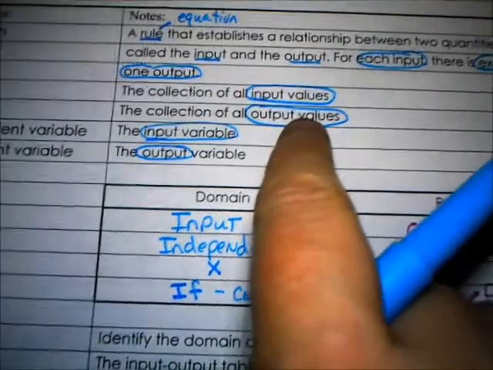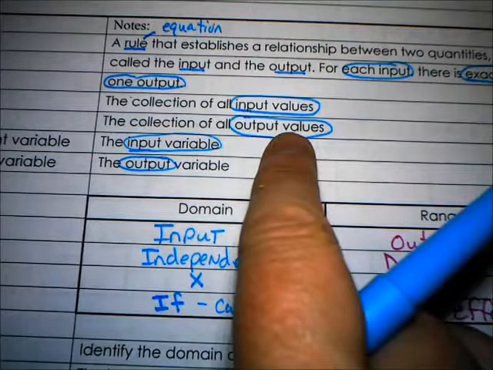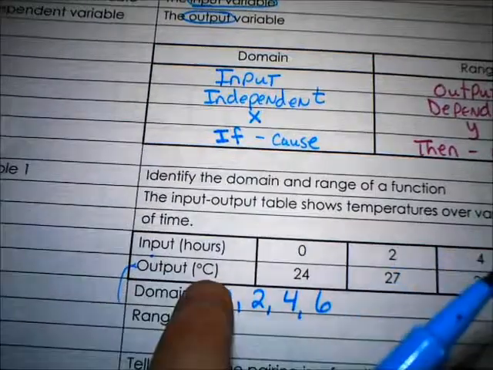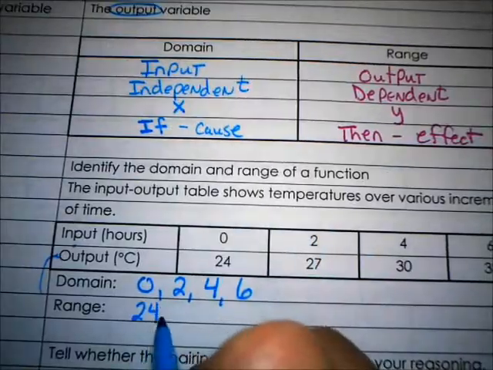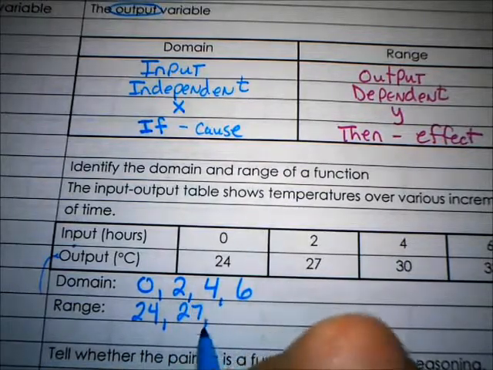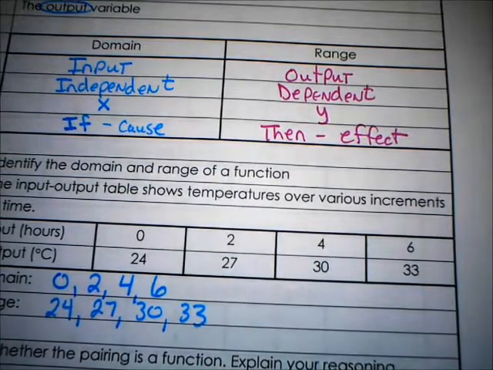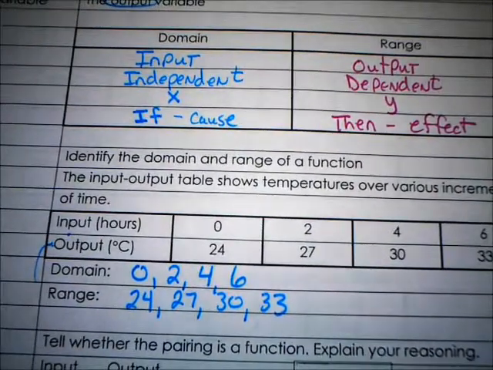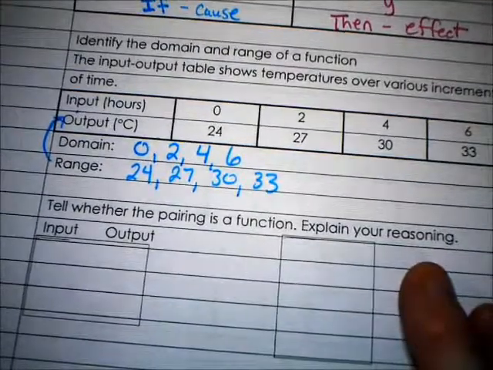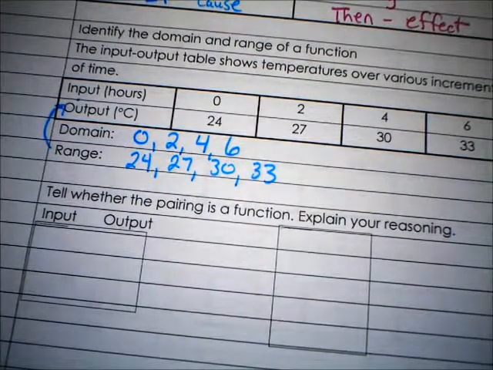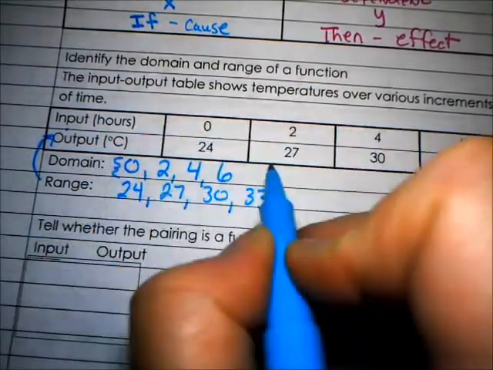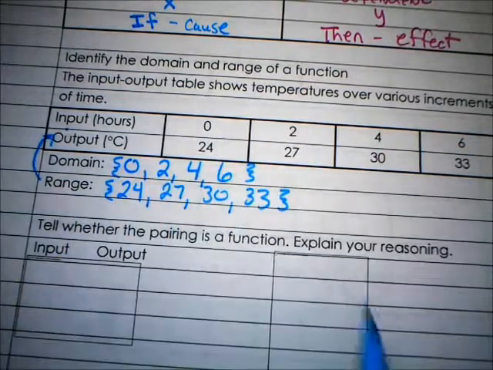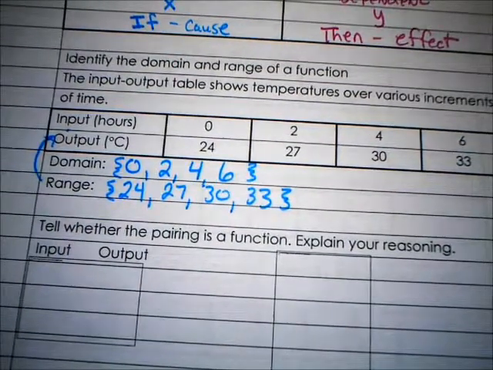The range is tied to all your output values. So here my output is the temperatures, which is 24, 27, 30, and 33. Okay. On the next example, let me put these in brackets. Make sure I write it correctly.